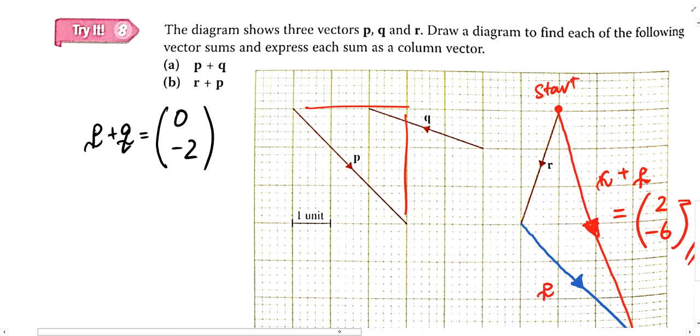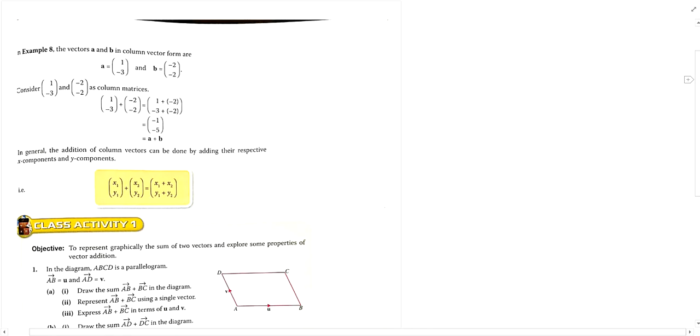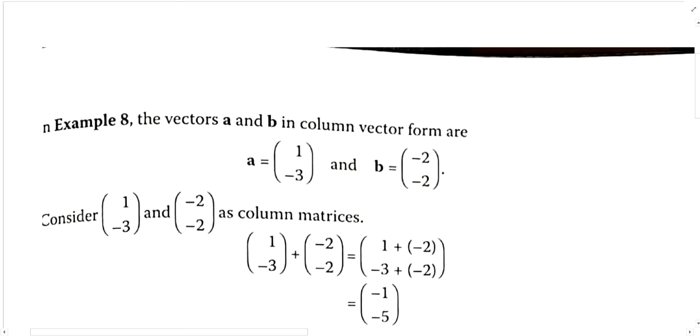We saw how we can add two vectors together, P plus Q, R plus P. Then we need to make a connection with column vectors. In example 8, vectors A and B can actually be expressed as this. Look at your previous page, A and B.